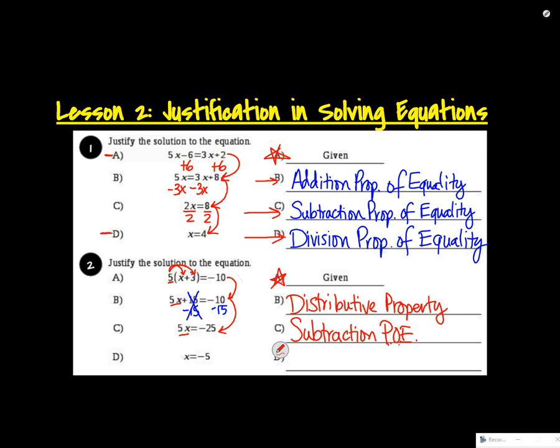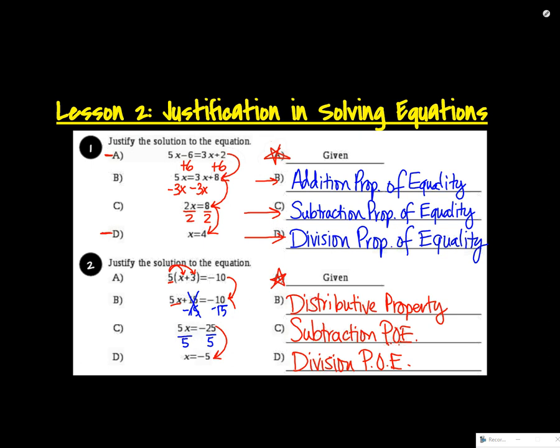All right, to go from C to D. Oop, I lost my notes up here. Okay, to go from C to D, something happened, something changed. I went from a 5x to an x and a negative 25 to a negative 5. So that would probably mean that I had divided both sides by 5. So if I divide both sides by 5, I'm looking at the division property of equality.